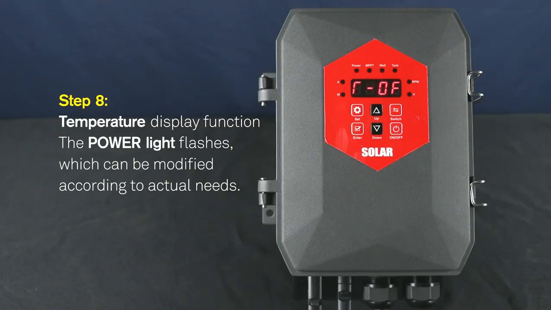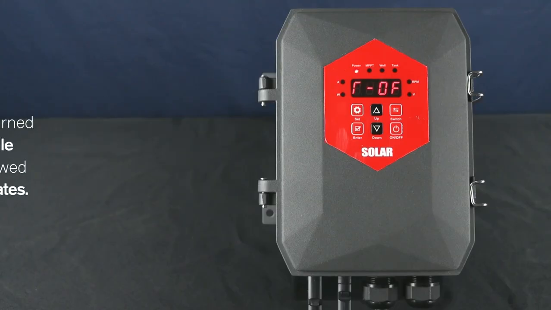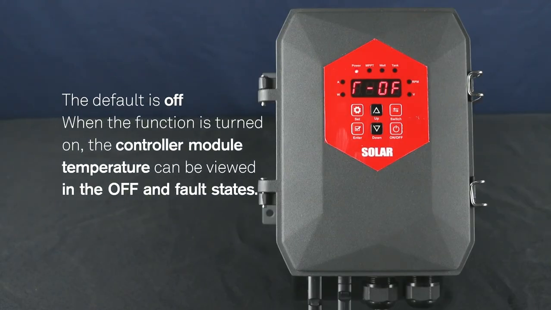Step 8. Temperature display function. The power light flashes, which can be modified according to actual needs. The default is off. When the function is turned on, the controller module temperature can be viewed in the off and fault states.